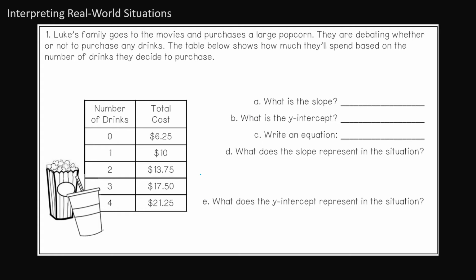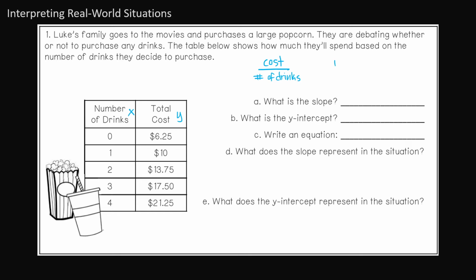So let's find the slope. So I'm going to look at the change in the total cost per number of drinks. And basically we can assign variables to this. Cost would be y, number of drinks would be x. To find the slope, we're going to subtract our y values and divide it by subtracting our x values.